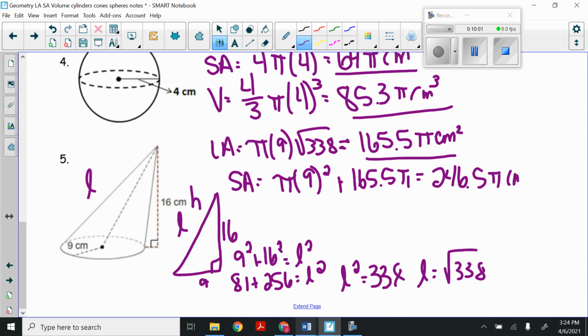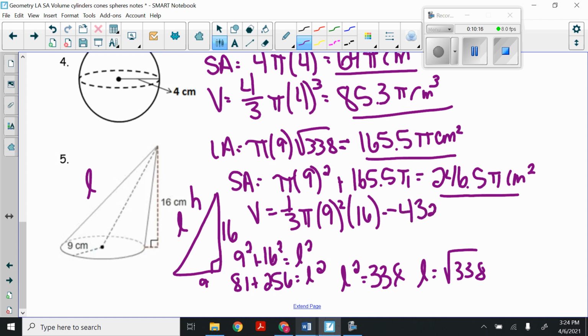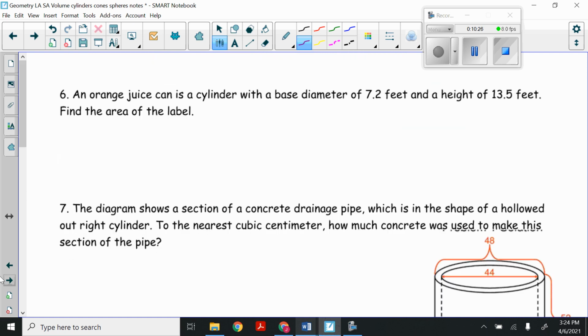246.5 pi square centimeters. And our volume, 1/3 pi r squared times height 16. Multiply all of that out and we get 432 pi cubic centimeters. So our last page of examples, we're going to look at word problems.